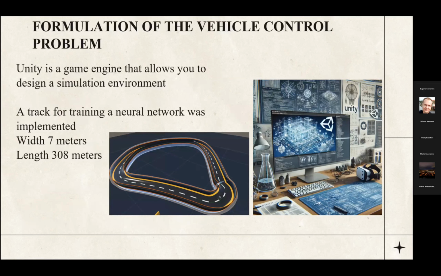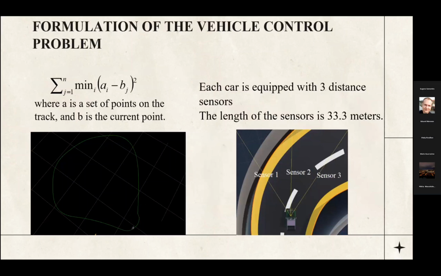For simulation, the Unity game engine was used. A virtual loop track was created for training the neural network, with a width of 7 meters and a total length of 308 meters. The car's position on the track is determined using a formula that calculates the nearest point of the track relative to the car's current position.